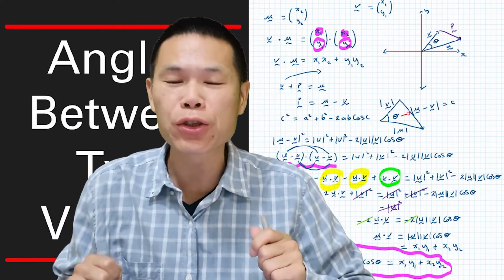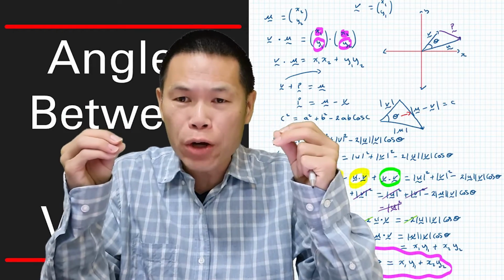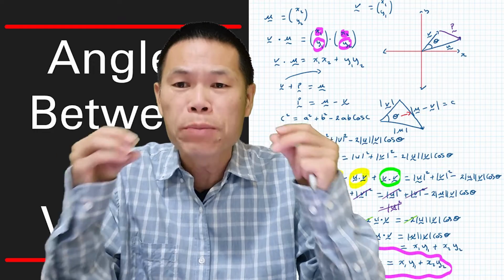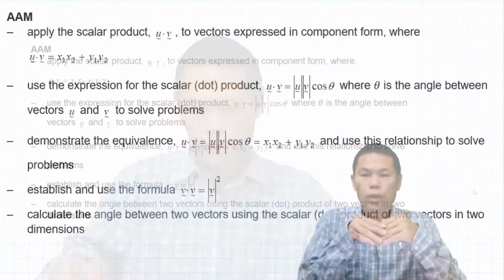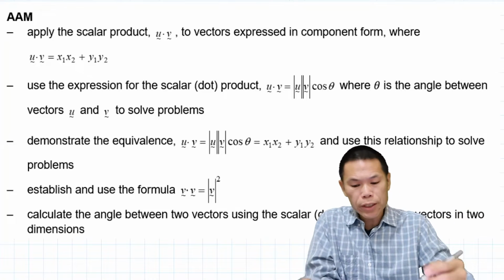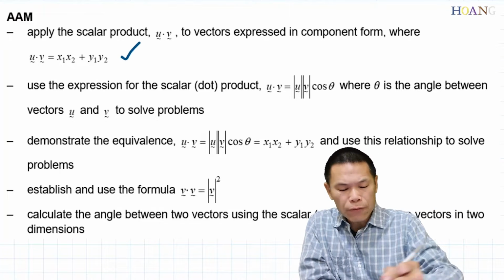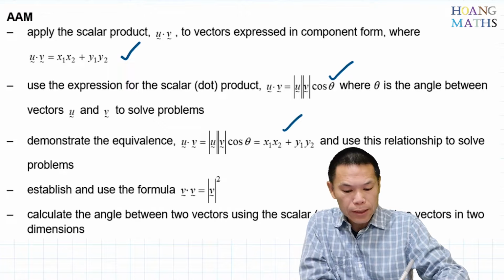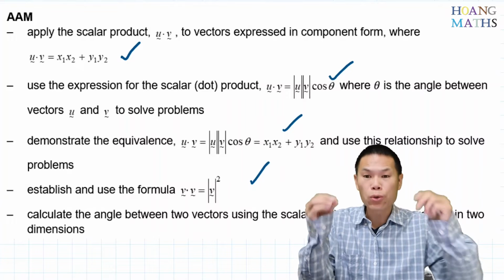This lesson I will teach you how to prove some of the dot products involving component form and the angle between two vectors. So let's go straight into it. Let's just have a look at this syllabus dot point. By the end of this video, you should be able to derive this and this rule, okay? So let's get into it.